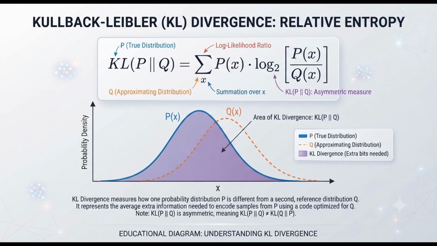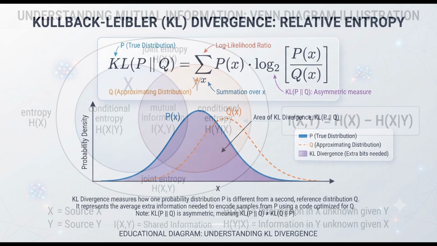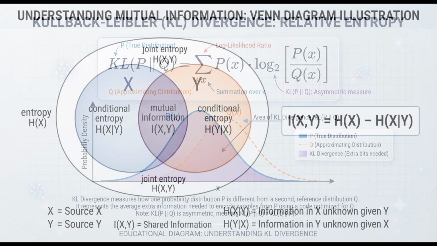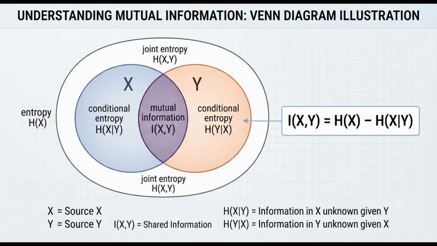When we want to compare two probability distributions, say the true distribution of the data and a distribution our model assumes for it, we use relative entropy, also known as the Kullback-Leibler divergence. It measures the average extra cost, in bits, you pay for working with the wrong distribution instead of the correct one. And finally, mutual information.